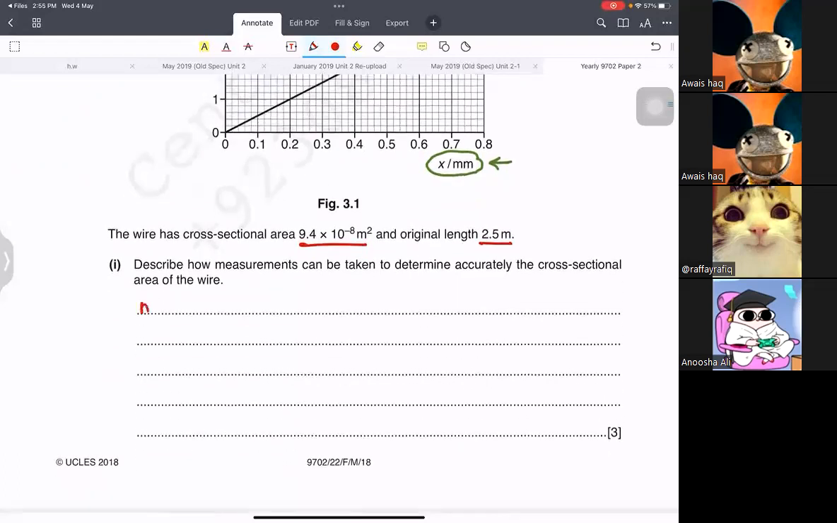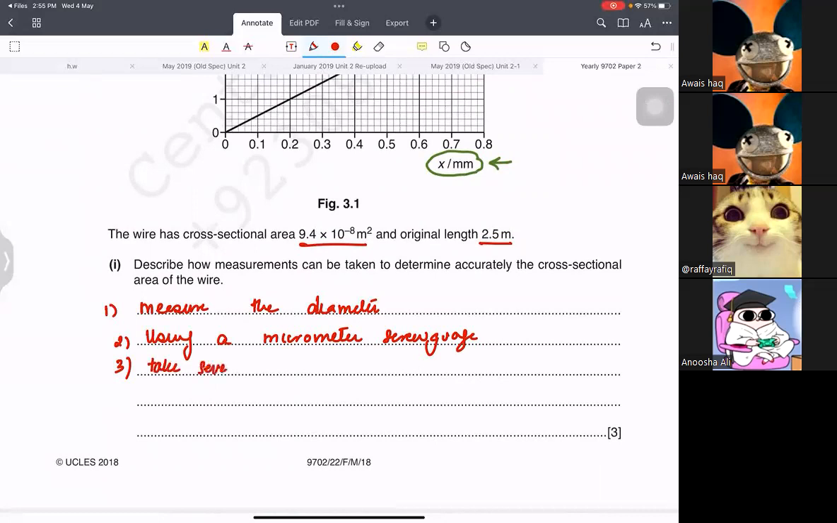So first of all, I would say number one, measure the diameter using a micrometer screw gauge, 2 marks. And three, now what you do, take several measurements at different cross sections, and then take the average. So that is a good point. This is generally for paper three, those who are giving it: there is a problem and this is basically the solution for it. So you should remember that.